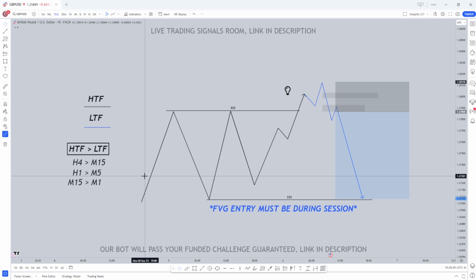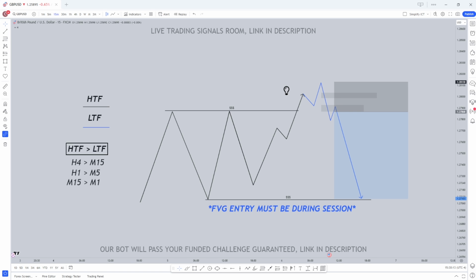And you might be wondering, okay, what pairs does this work best on? It works on every single market: Forex, stocks, indices, metals, whatever you want to trade, because price is booked the same way. And my personal favorite is the 15-minute as my higher time frame and the 1 minute as my lower time frame entry drill.